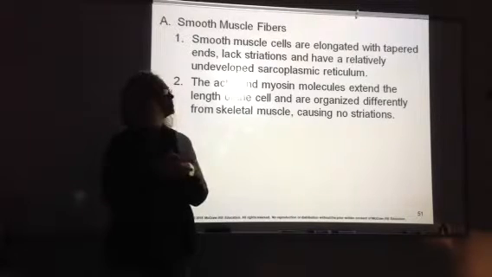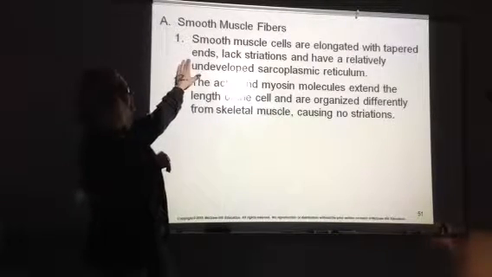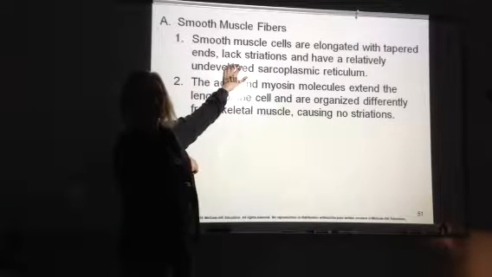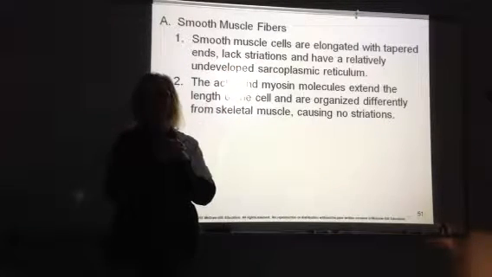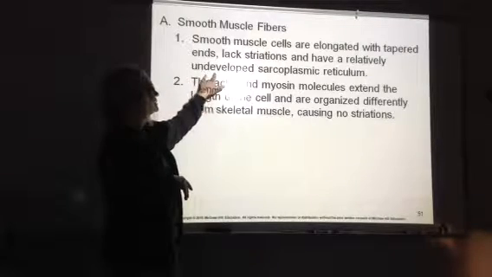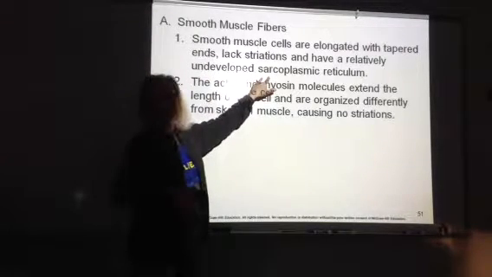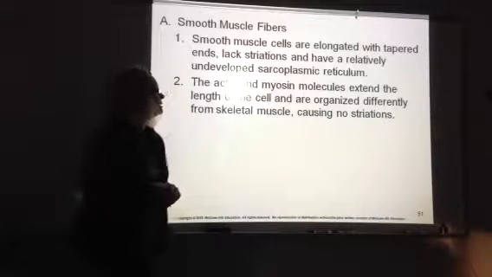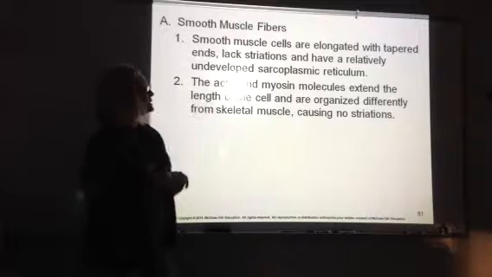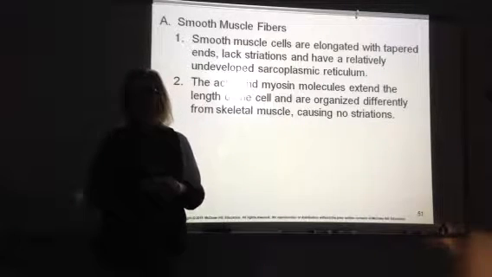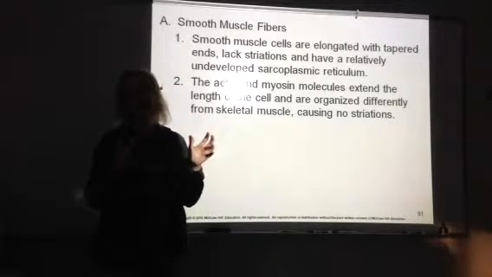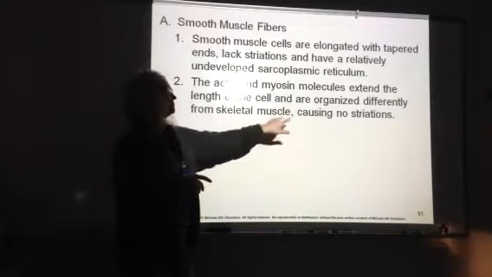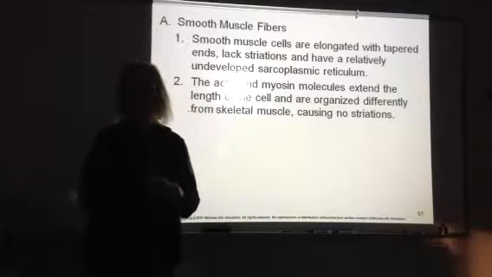They're very long compared to some of the others, with tapered ends, and they lack striations, which we had looked at earlier in the year when we looked at different types of cells. They have a relatively undeveloped sarcoplasmic reticulum, the endoplasmic reticulum of a muscle cell. Actin and myosin inside of a smooth muscle extend the entire length of the cell, and they're organized a little bit differently than in skeletal muscle, and that's why there aren't any striations.